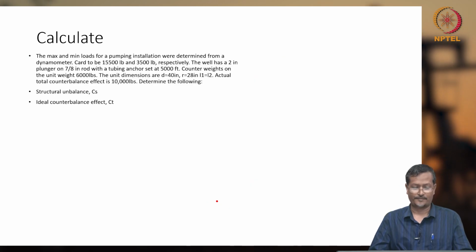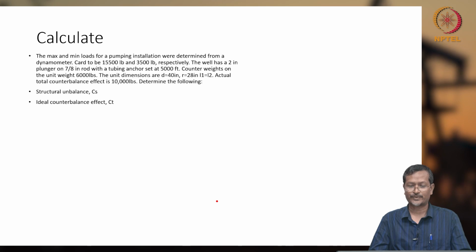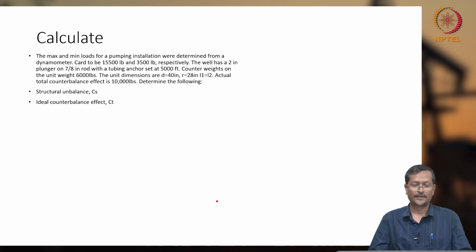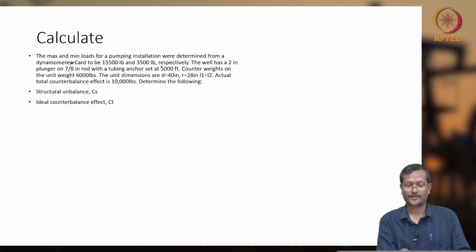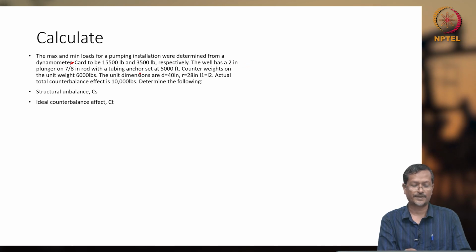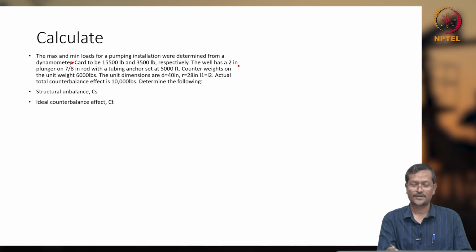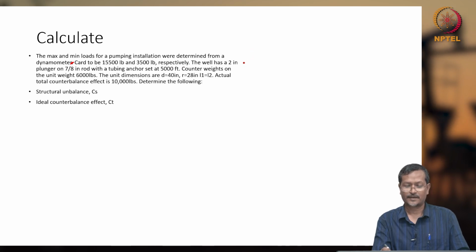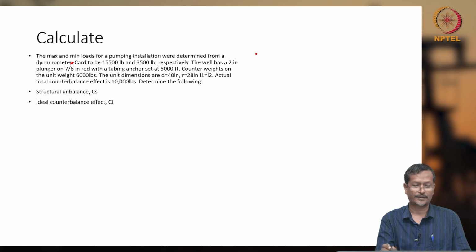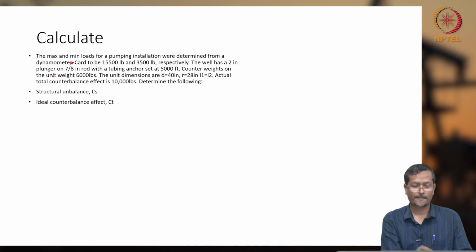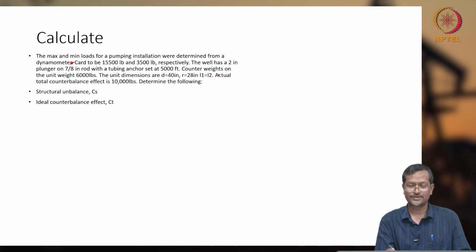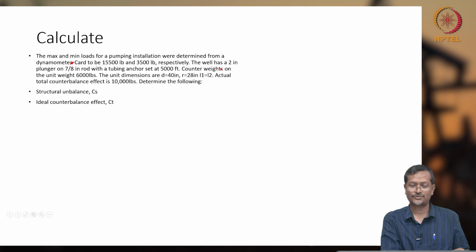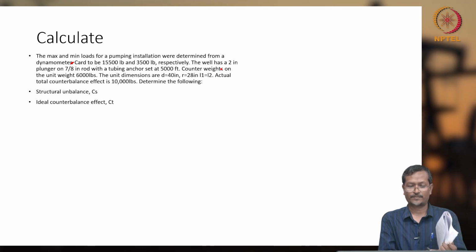Here is another problem. Maximum and minimum load of a pumping installation were determined from a dynamometer card to be 15,500 and 3,500 pound respectively. The well has a 2-inch plunger, 7/8 inch rod with tubing anchor set at 5,000 feet. The counterweight is given as 6,000. The unit dimension is given as 40 inch. So first I have to draw one picture.